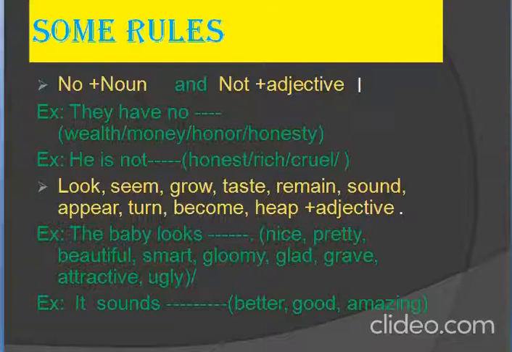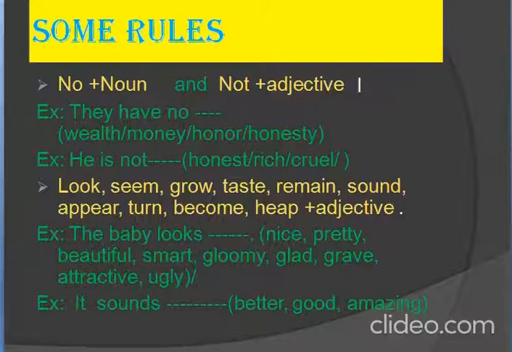Here, example, they have no blank. I have written the answers as well. They have no money. They have no honor. They have no honesty. All are nouns, okay? So remember the rule. And next example, he is not blank. After not, use adjective. He is not honest. He is not rich. He is not cruel. So memorize the rules and apply them in your sentence perfectly.